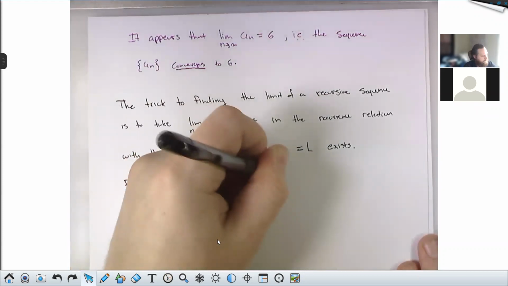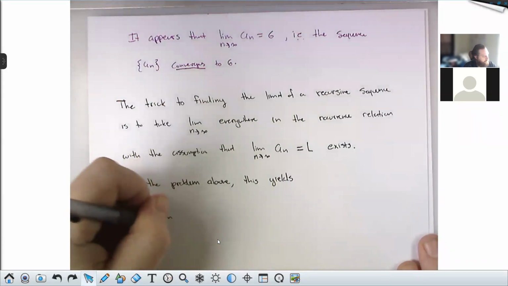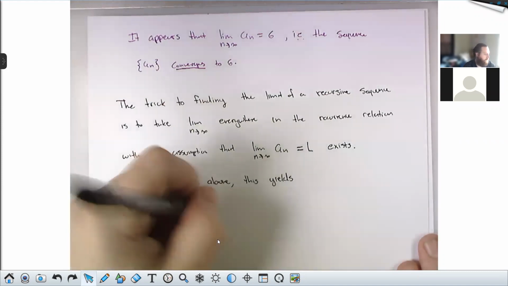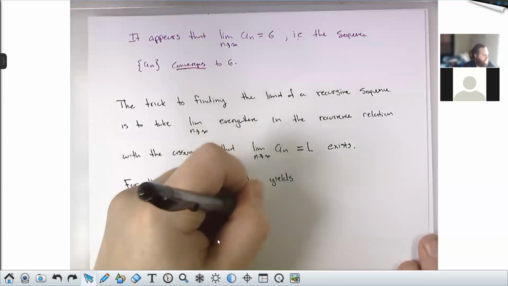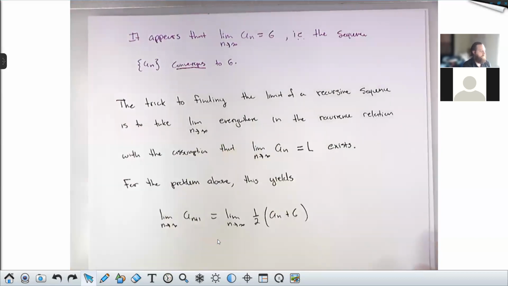this yields lim n to infinity a_(n+1) on the left, and on the right I would have lim n to infinity of 1/2 a_n plus 6. And you can use all your limit laws from Calc 1, they're totally kosher here, namely the 1/2 can pop out. The limit of the constant 6 would be 6. The tricky part is this guy.